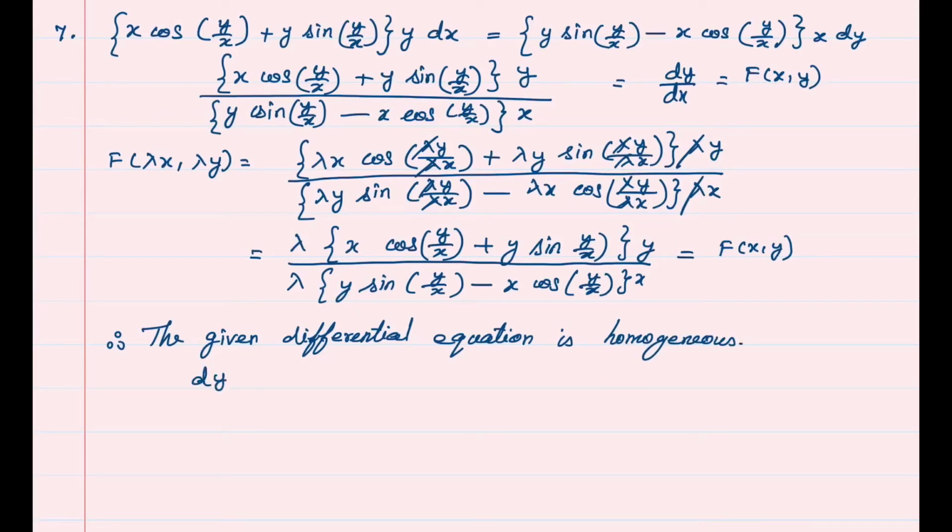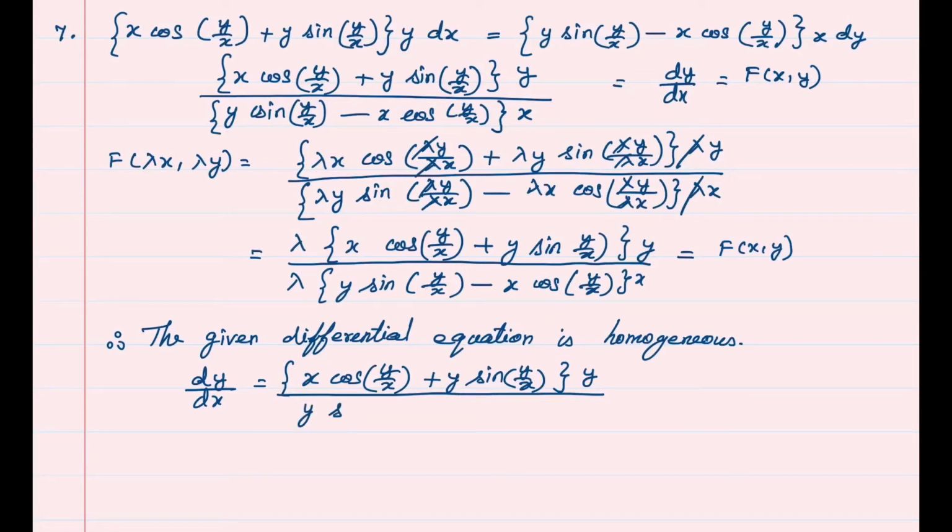We will solve this equation. dy by dx is x cos of y by x plus y sin of y by x times y. Don't forget to write these terms which are outside the bracket, divided by y sin of y by x minus x cos of y by x times x. We will substitute y as vx, differentiating both sides with respect to x, we get this.